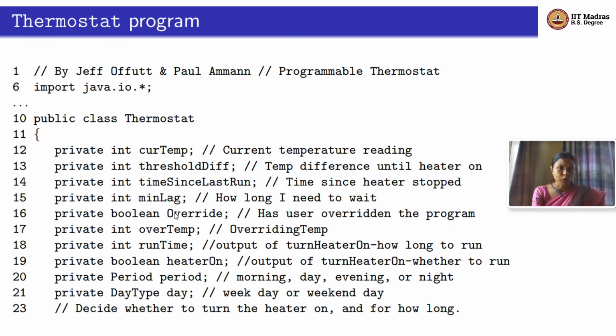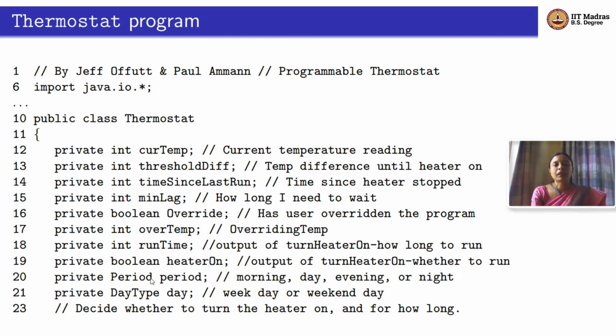Sometimes the user can override this programmable thermostat by setting an override flag. That's a Boolean variable. When the user sets the override flag, the user manually sets the temperature also. The temperature given by the user is called over temperature, short for override mode is on and the user wants to set the temperature. Then there's something called runtime. You can say how long to keep the heater on after the thermostat turns on the heater. And another flag represents whether the heater is on or not.